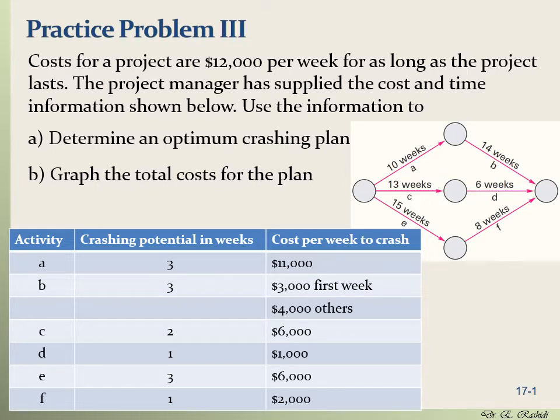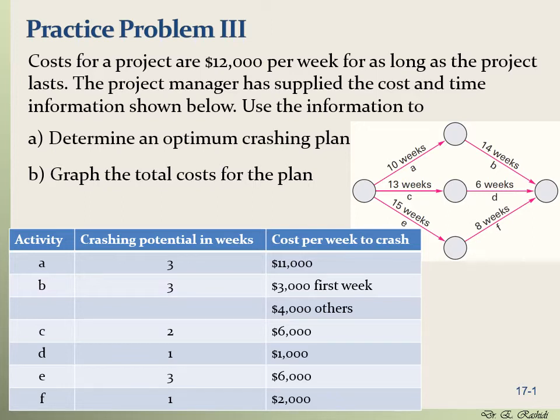Use this information to A. Determine an optimum crashing plan. B. Graph the total cost for the plan. So you can see the network diagram and AOA diagram on the right that shows all the activities.